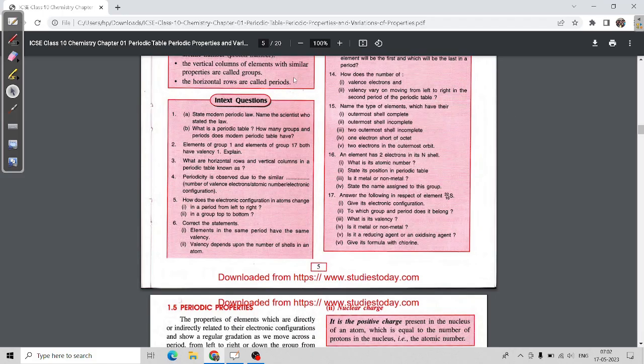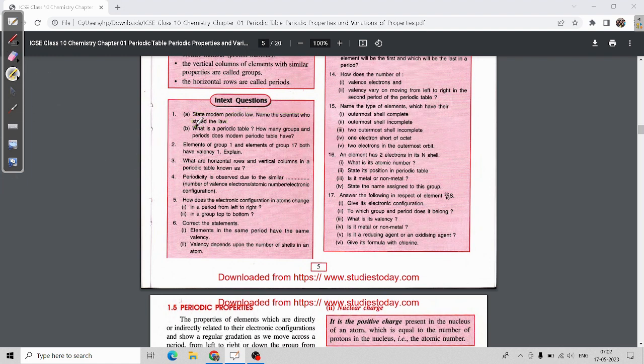Good evening, students. Today we are going to do the index questions, as I told you, of chapter 1, the periodic table. Okay, so let's start. The first question is: state the modern periodic law and name the scientist who stated the law. The modern periodic law states that the physical and chemical properties of elements depend on their atomic number. The scientist who stated the law is Henry Moseley.